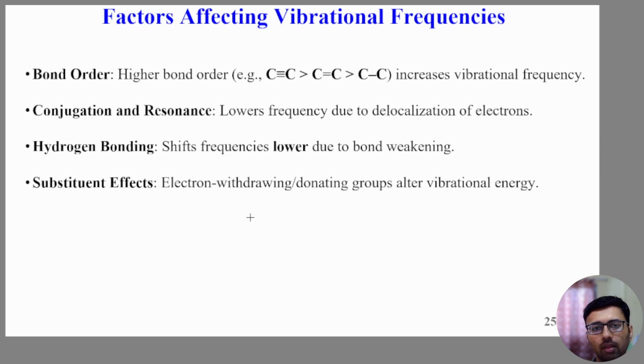Now let us discuss one of the most important effects in IR spectroscopy, hydrogen bonding. This effect is especially important for alcohols, carboxylic acids, phenols, and amines. Suppose we examine the oxygen-hydrogen bond in an alcohol. Without hydrogen bonding, the oxygen-hydrogen stretching vibration appears relatively sharp. But when hydrogen bonding occurs, the hydrogen atom becomes partially attracted to another electronegative atom nearby. This interaction pulls electron density away from the original oxygen-hydrogen bond.